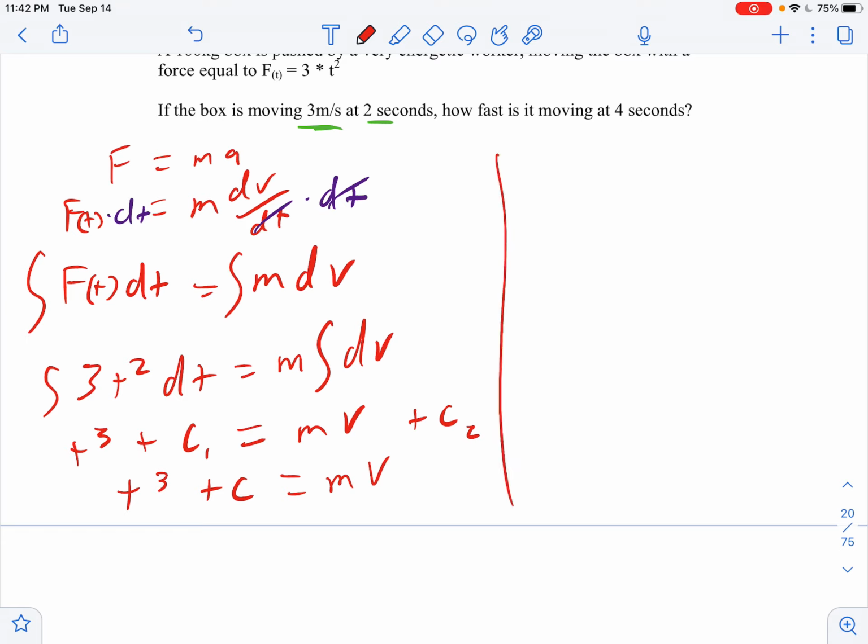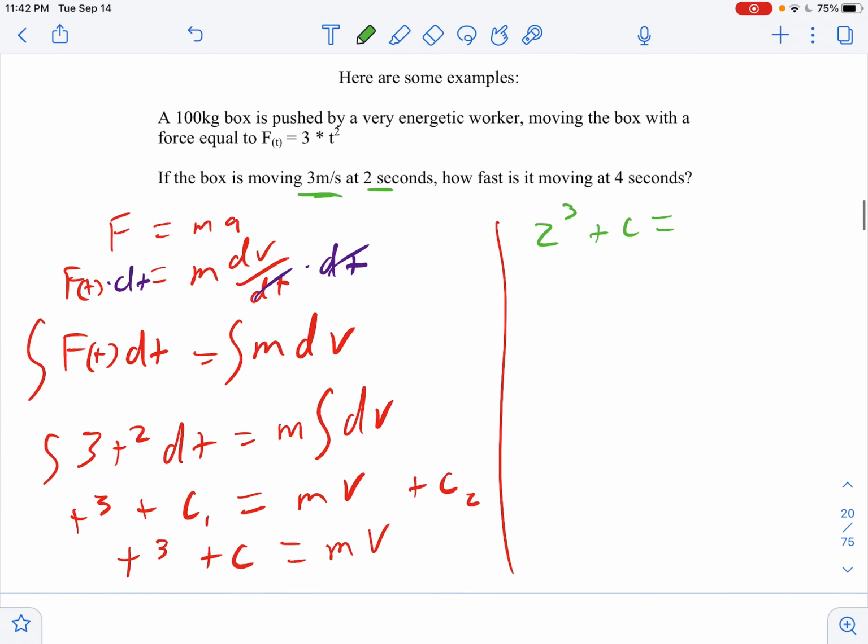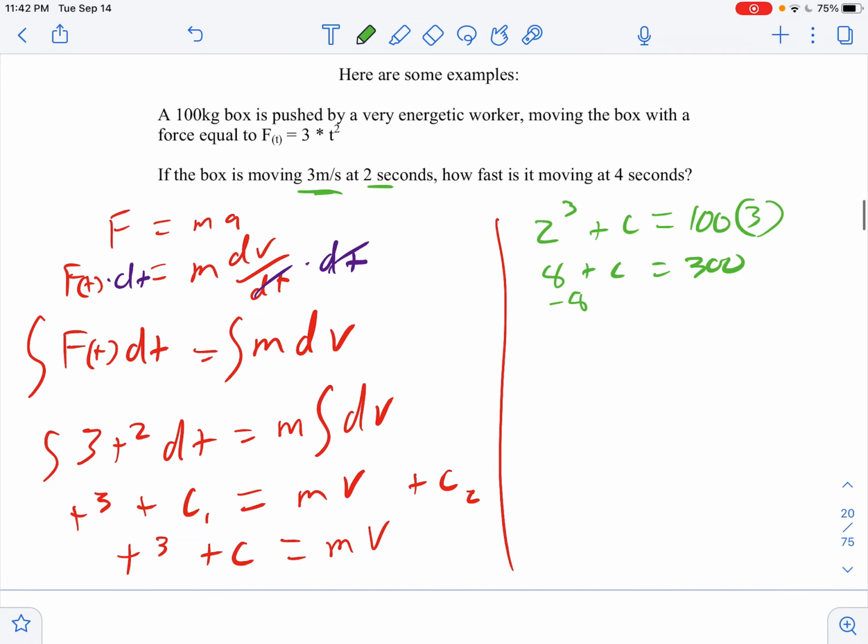Now that I have that, I've got 3 meters per second at 2 seconds, so I'm going to evaluate my function at this specific time. When time is equal to 2 seconds, I take 2 to the third power plus my constant. I'm told the mass is 100 kilograms up at the top, so there's my m. When time is 2 seconds, I'm moving at 3 meters per second, so I'm just subbing in values so that I can solve for that constant. 2 to the third power: 2 squared is 4, times 2 is 8. So I have 8 plus c is equal to 300. Then I subtract over the 8, and I get c is equal to 292.